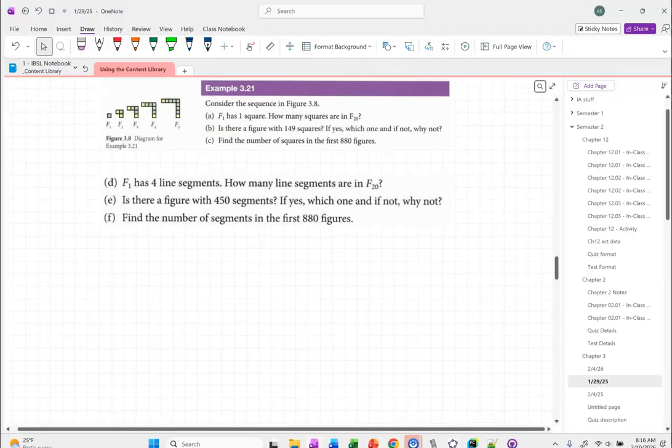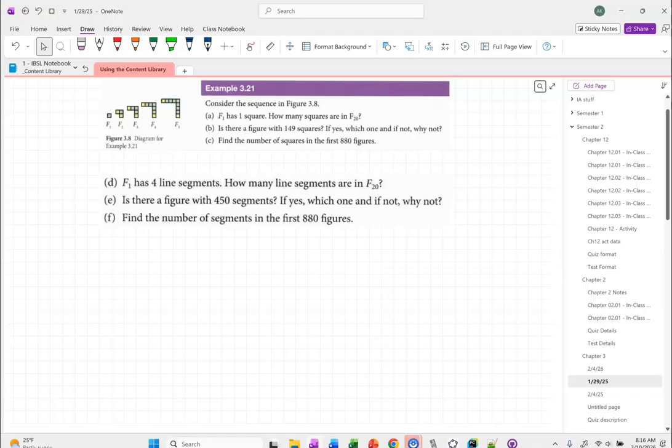Okay. Says consider the sequence in figure 3.8. That's our sequence right there. F1 has 1 square. How many squares are in F20? So in F1, I have 1 square. How many squares are in F2? And then in 3, and then 4, and then 5.